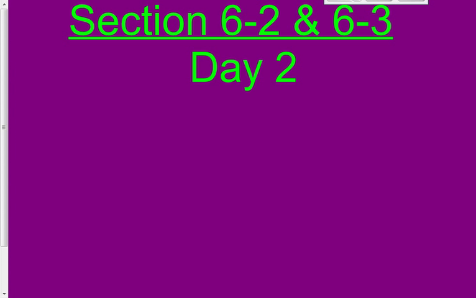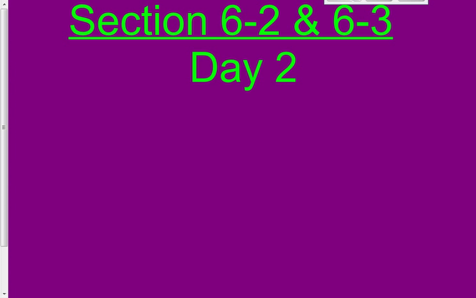This is our second day of notes for this chapter, chapter 6. The first section of notes was titled 6.1 through 6.3, so we did a lot of different things on those first three sections. Now our second day of notes is going to be doing more work with what we've been talking about. This is going to be section 6.2 and 6.3, the second day of it, so day 2.